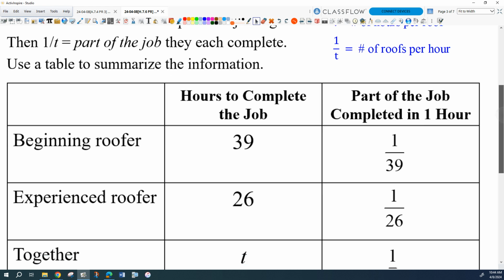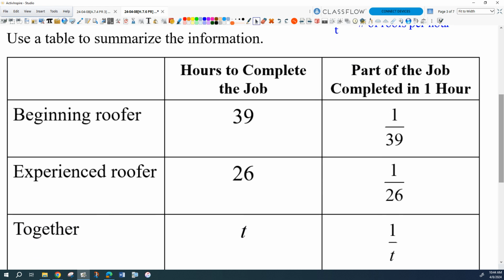Questions are great. So this is the rate. If we attach numbers to this, the units of this would be hours per roof, right? What would the units of this be? Roofs, I guess we should say, roofs per hour. Okay, makes sense?